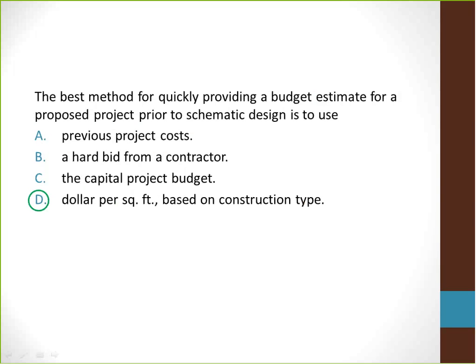Answer A is not the best answer because previous project costs would not provide an estimate for a future project unless it were broken down to cost per square feet and then calculated for the square footage of the future project. Answer B is not the best answer here because there is not enough information prior to the schematic design phase to receive a hard bid from a contractor. And C is not the best answer because the capital project budget does not relate to the project cost.